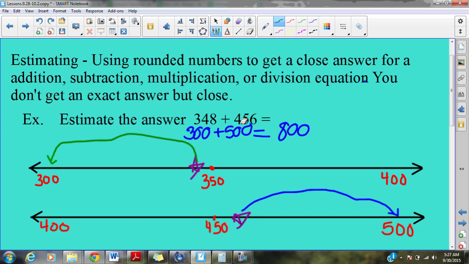500. So because 348 rounds to 300 and 456 rounds to 500, I could simply add 300 plus 500 to get 800. If someone asked me to give a close estimate or about what is the answer, if they use the word about, to 348 plus 456, I would say about 800. That's an estimate of it.